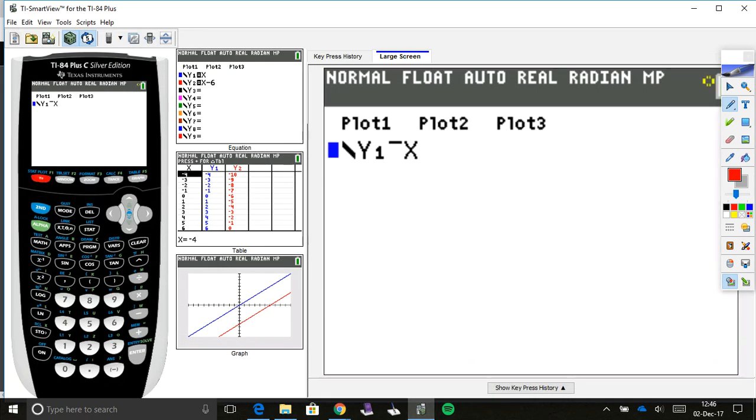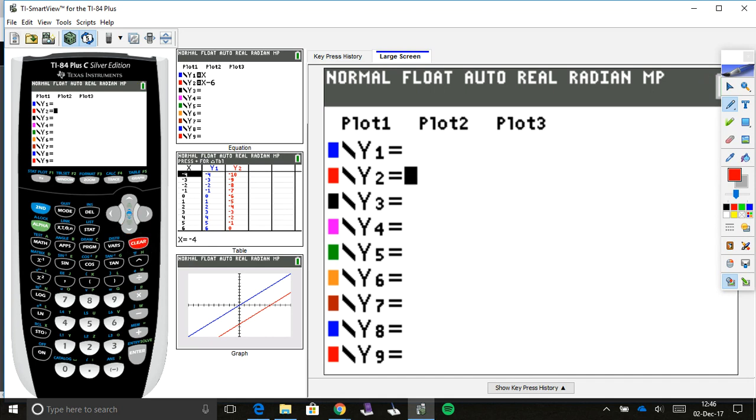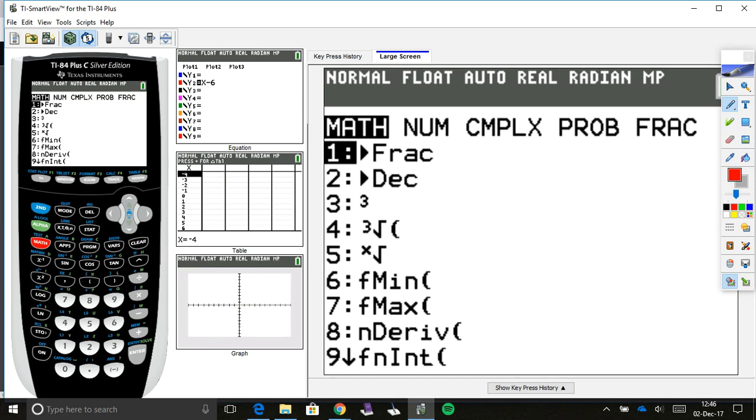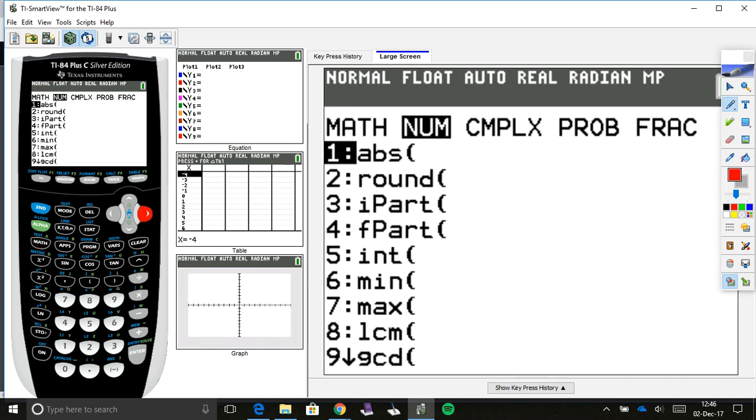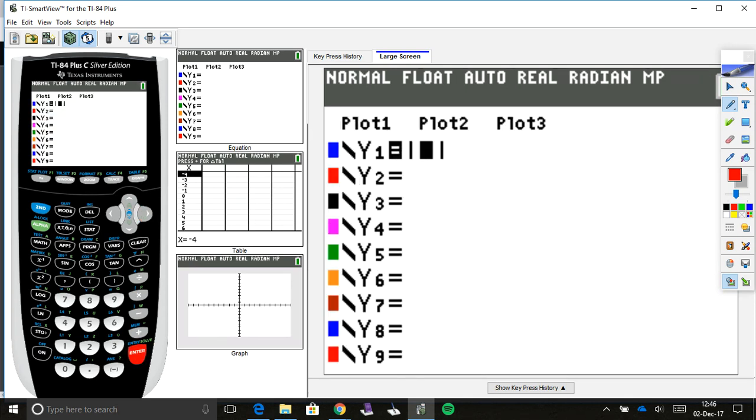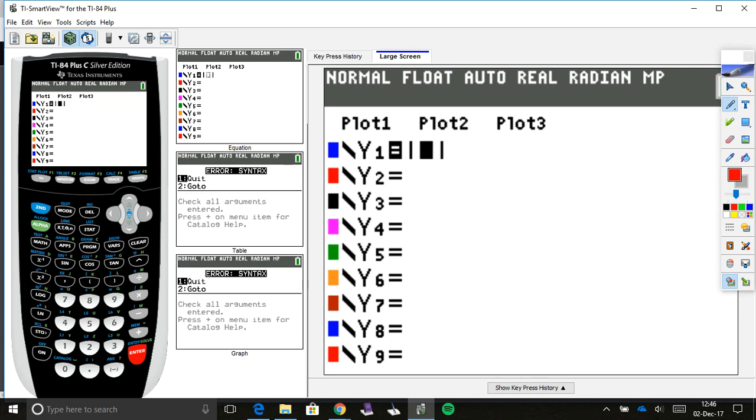So let's go back to our y equals and clear these out. Now to type in absolute value, you're going to hit the math button and then arrow over to number. Right? On the top says NUM for number. And then the first option, ABS, stands for absolute value. If we hit that, we'll get absolute value bars. That's if you have one of the newer calculators. If you have one of the older calculators, it'll say ABS with parentheses, and basically those parentheses are going to act as your absolute value bars.